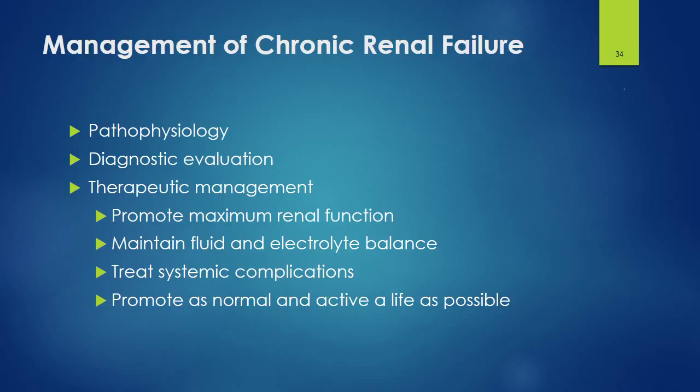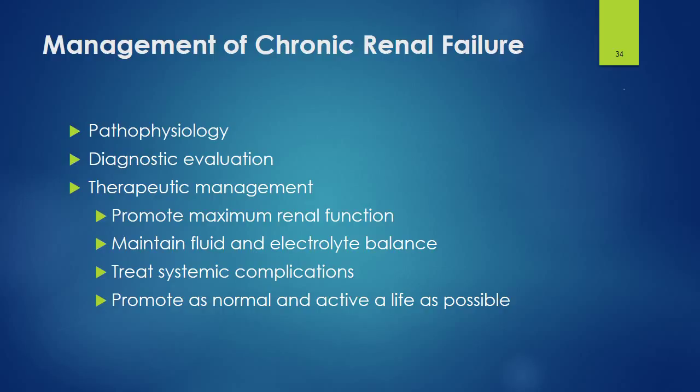Signs and symptoms of chronic renal failure often emerge only late in the course of the disease. There is a severe reduction in the number of functioning nephrons. The onset of chronic renal failure is usually gradual. Initial signs and symptoms are vague and nonspecific. Refer to box 44-7 on page 1412 for clinical manifestations. Therapeutic management includes promoting maximal renal function, maintaining fluid and electrolyte balance, treating systemic complications, and promoting as normal and active a life as possible.